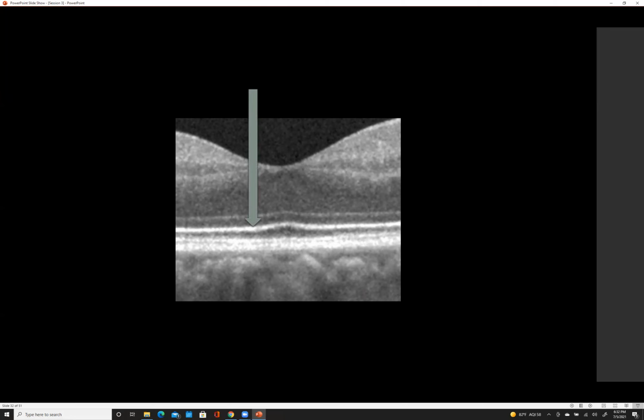How about that really bright layer? The ellipsoid layer. And why is it bright? Because it is the powerhouse of the retina, packed with mitochondria. You got it. How about that layer? And below that is the outer segment of the photoreceptors. And why is it dark? It's filled with cones and rods.